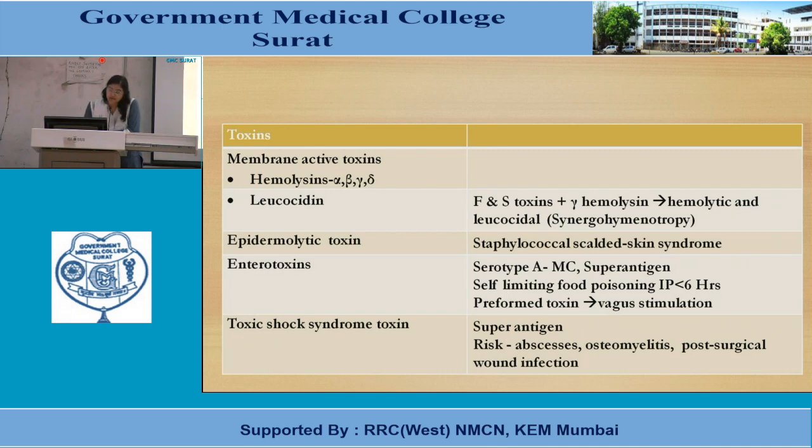And when they combine with the gamma hemolysin, they cause hemolysis and leukocytolysis. Because of combination of the fast and slow toxins and gamma hemolysin, the hemolytic and leukocidal properties are increased. This is known as synergohymenotropic effect. So there are different combinations of F and S toxins with gamma hemolysin. There are around 6 combinations that can be made between the 2 toxins, and these hemolytic and leukocidal properties are demonstrated.